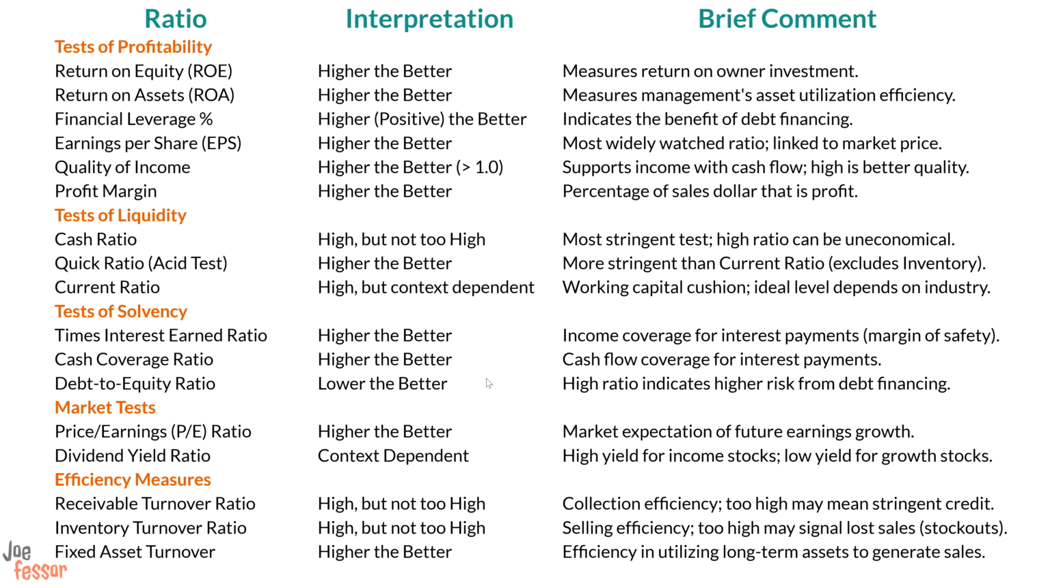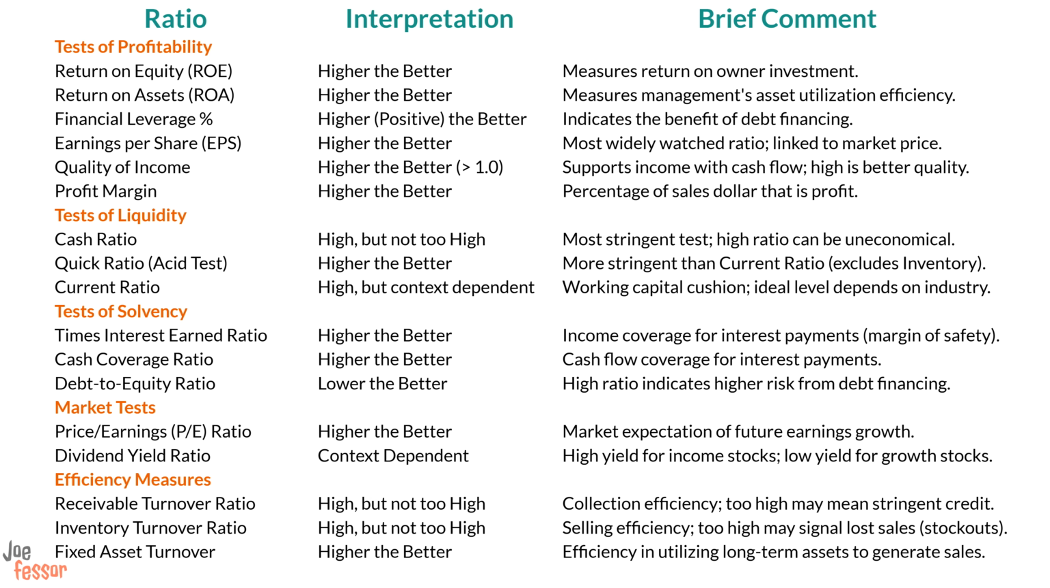Crucially, focus on the nuances. Measures like the cash ratio and turnover ratios should be high, but not too high. A very high cash ratio can be bad because it means the company is holding too much idle cash, which is uneconomical. A very high inventory turnover ratio can be detrimental, suggesting that the company is running out of stock and losing sales. Similarly, the current ratio's ideal level is context dependent.